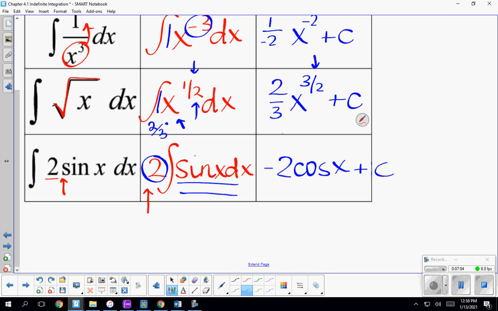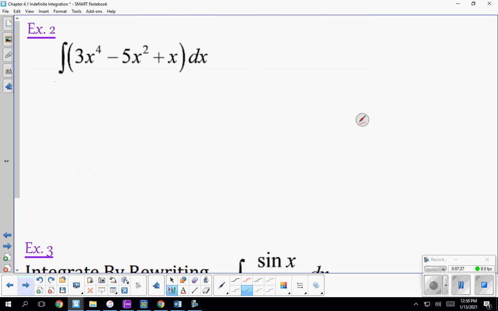If, when you're done, you want to check your work, you can always differentiate your answer. So the derivative of cosine is negative sine. This -2 would drop down, and the derivative of the constant is 0. So then if we simplify, we get +2 sine x, which is what we started with in this problem. So we can always use that to check our answer.